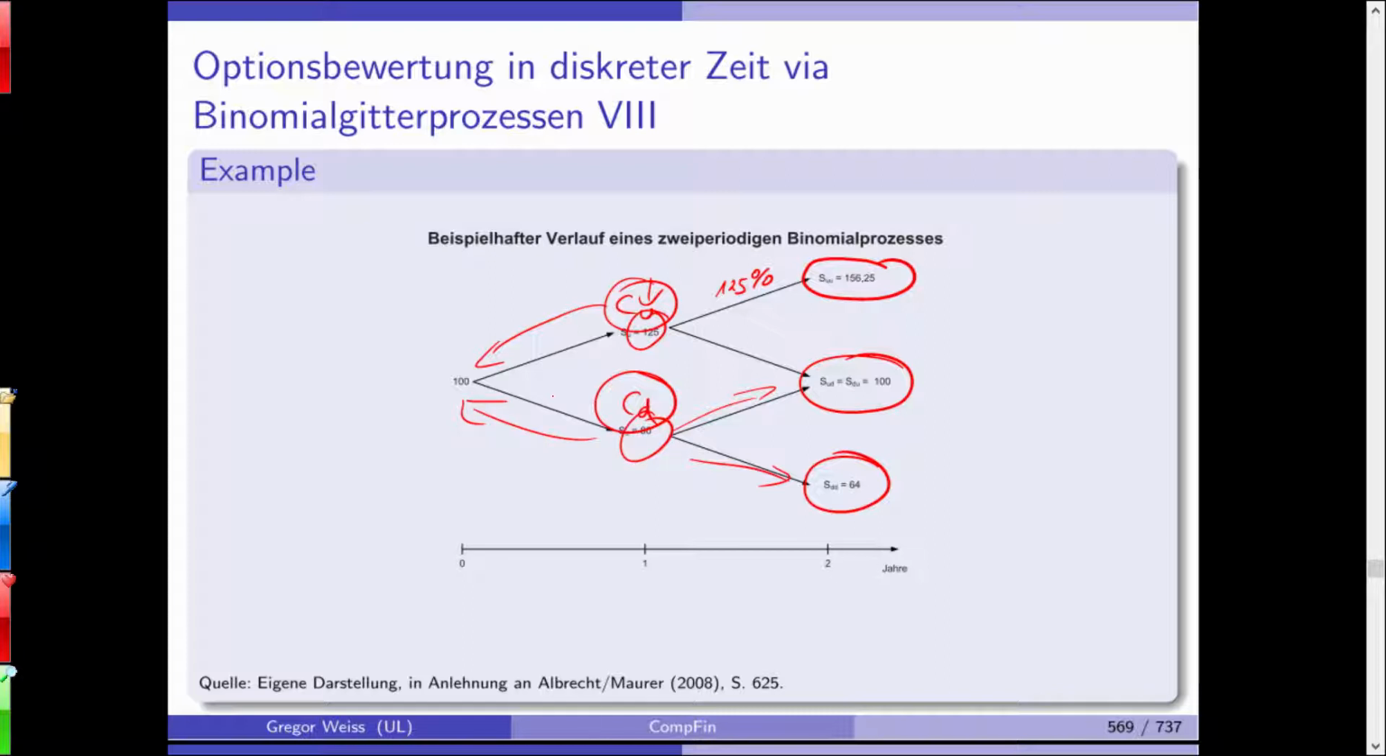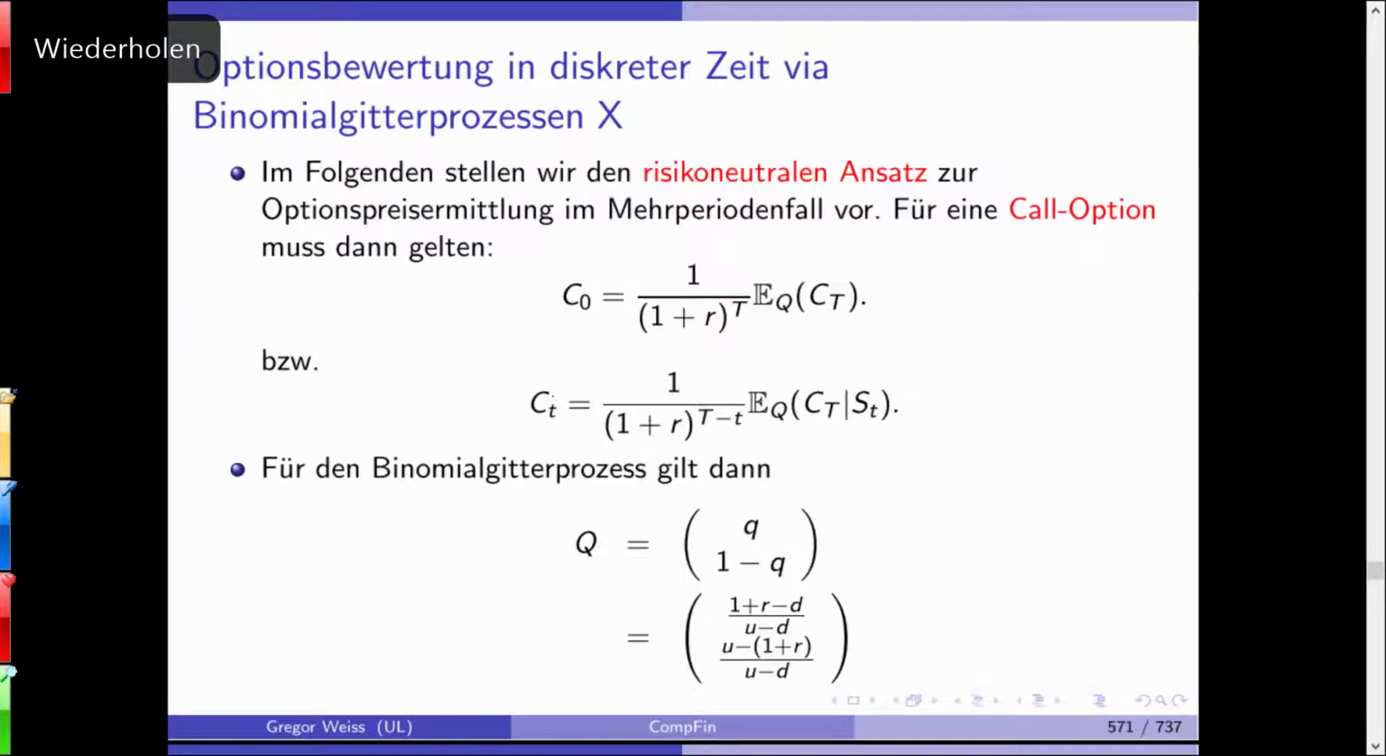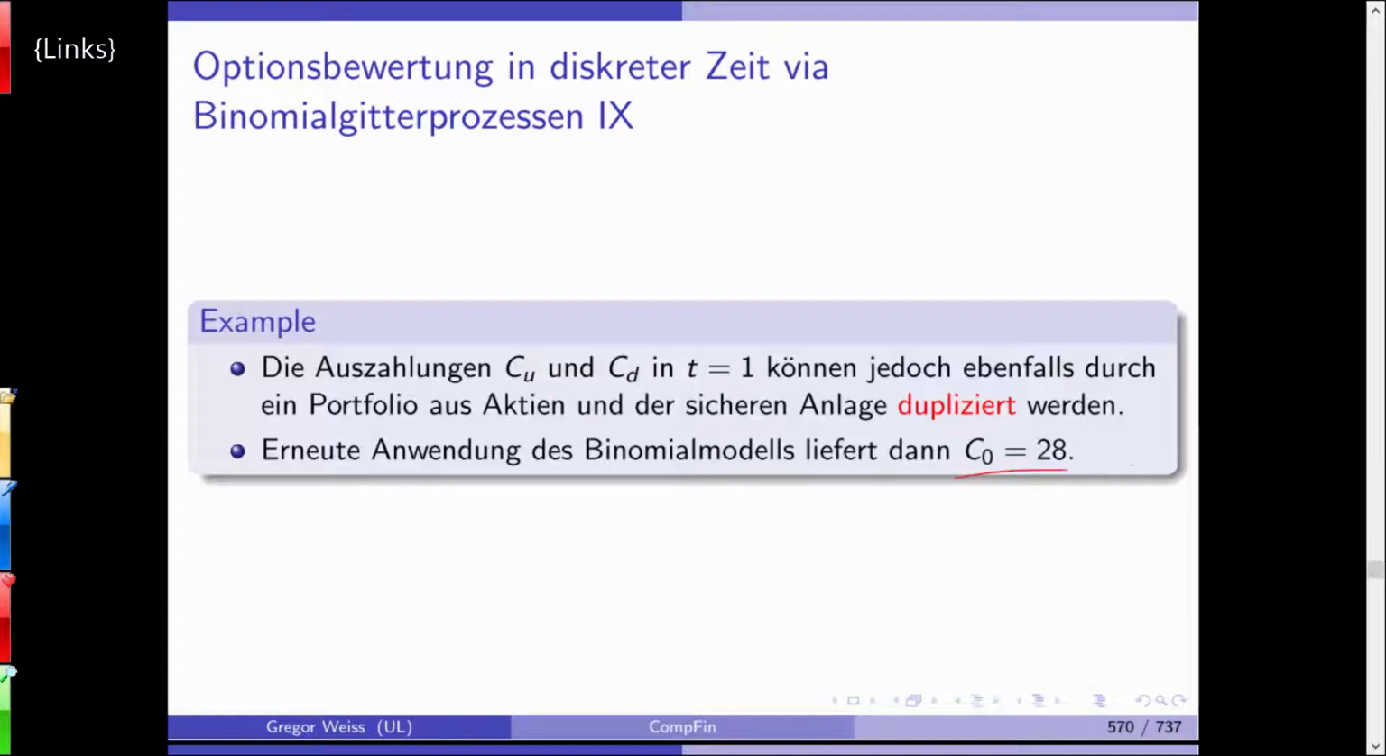So it's quite simple to generalize it to a multi-period model. You simply repeat this over and over again with yet another duplication portfolio. Okay. And in the end, here, for example, you'll get a price of 28.